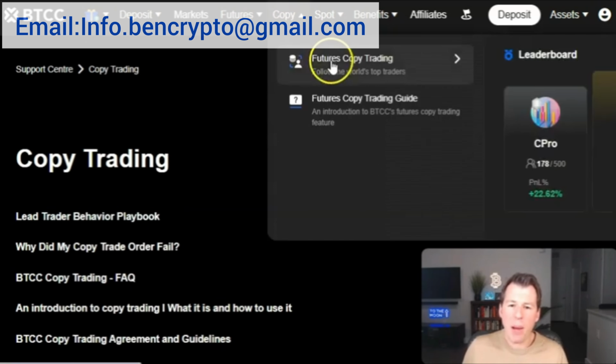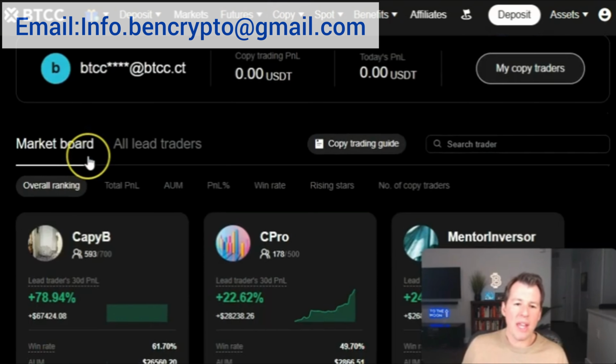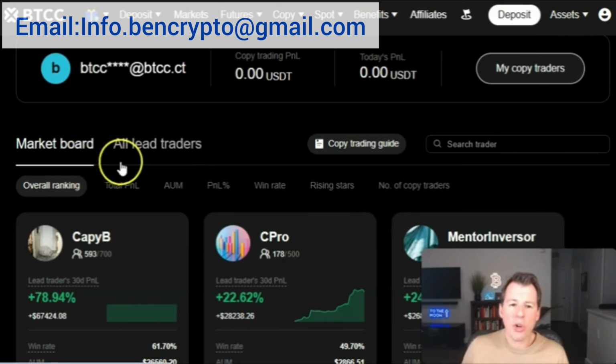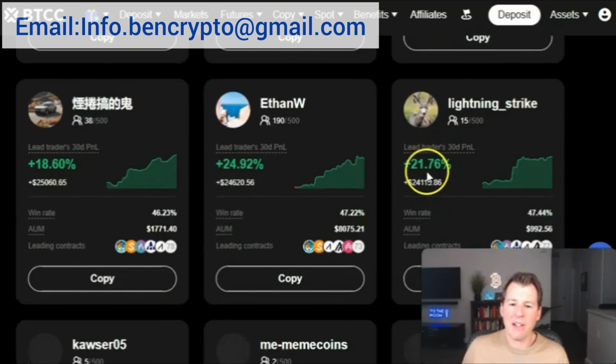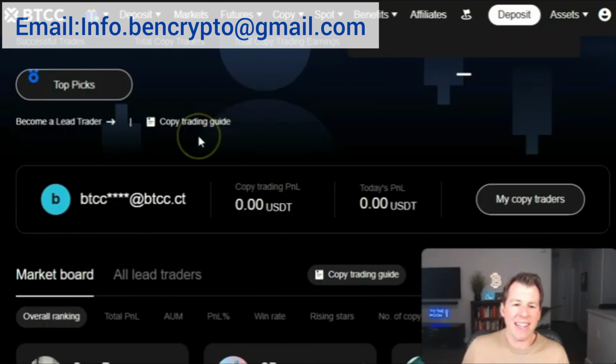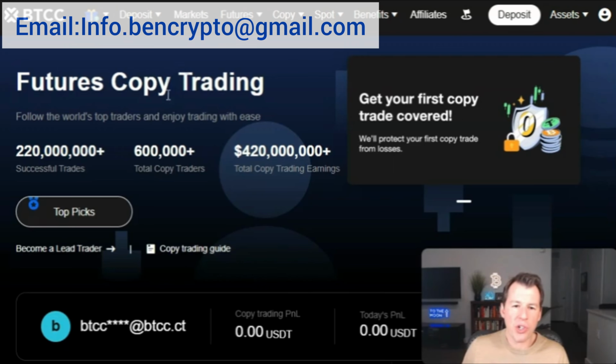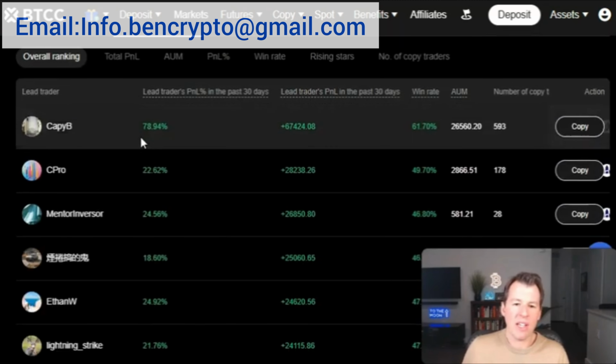Now we're going to click on the top option. Now this takes me to the leaderboard. These are all the different traders on the platform that you can copy trade. So, market board and all lead traders. Keep it on market board if you like it presented in this manner with charts and graphs. I think it's a little cleaner, easier to follow. All lead traders just ranks them by the numbers. See, this is what I like.